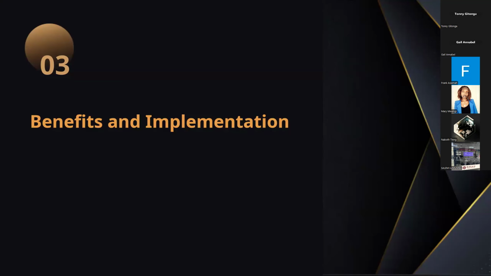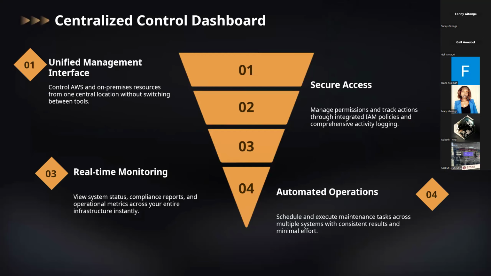Benefits and implementation. As we have said, one of the benefits is a centralized control dashboard. It allows you to control your resources from a centralized dashboard. Unified management interface controls AWS and on-premise resources from one control location without switching between tools. Real-time monitoring. View system status, compliance reports, and operation metrics across your infrastructure instantly. Secure access. Manage permissions, track actions through integrated IAM policies and comprehensive activity logging. Automated operations. Schedule and execute maintenance tasks across multiple systems with consistent results and minimal effort.